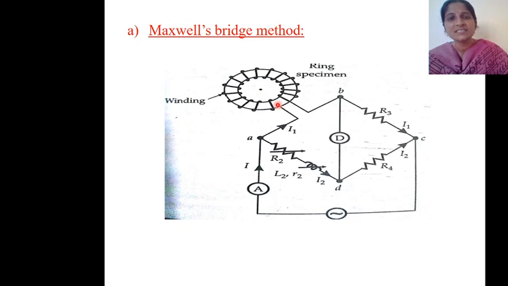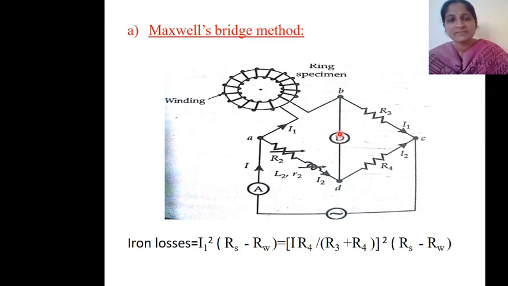Now when the bridge is balanced, that means there is no current in the galvanometer, the detector here, then the iron losses are determined by using the formula I1 square into Rs minus Rw. So I1 is the current flowing through the ring specimen, Rs is the resistance of the ring specimen, and Rw is the resistance of the winding which is wound over the ring specimen. So I1 square into Rs minus Rw.